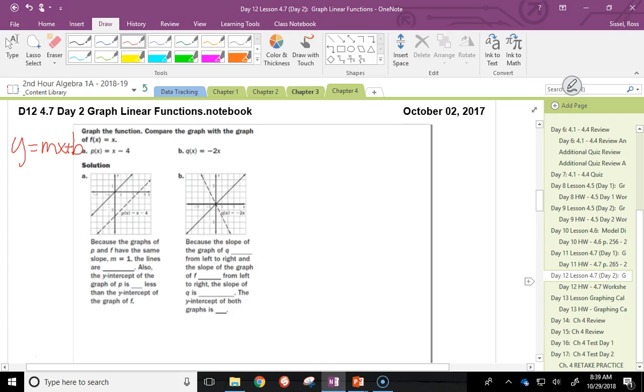So what would our slope be? I know it's not. For p of x equals x minus 4, our slope would be what? So it would be 1, because there's no other number there. So it's just 1. And what would our y-intercept be? -4. Negative 4.